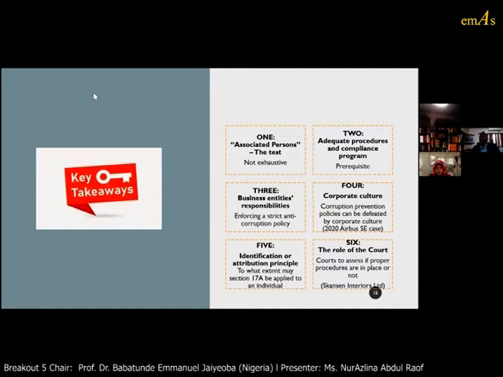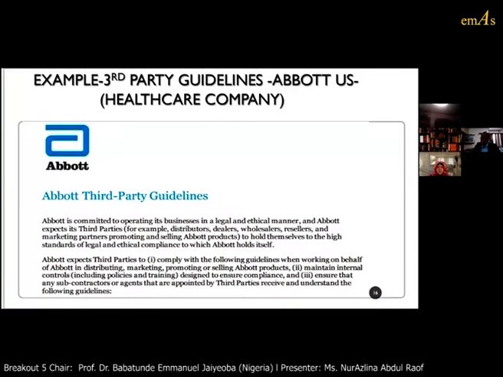Ultimately, it's the court who will decide, as per the case of Skansen Interest Limited, a UK case, where the court held that even though there are extensive policies, there is no evidence that they were communicated well to the employees.